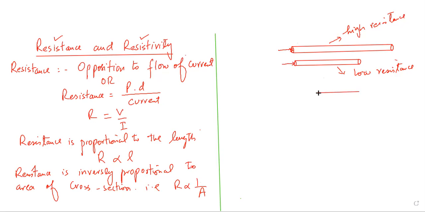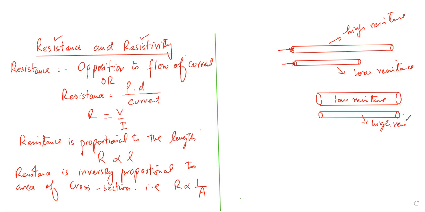For example, we have two wires. One has a larger cross-sectional area like this one, and the other has the same length but a smaller area, like a thinner pipe. So in this case, this one has low resistance and this one has high resistance. The reason is quite obvious: if we have a thinner pipe, water will not flow very conveniently, and if we have a wider pipe, water will move easily. Am I clear?